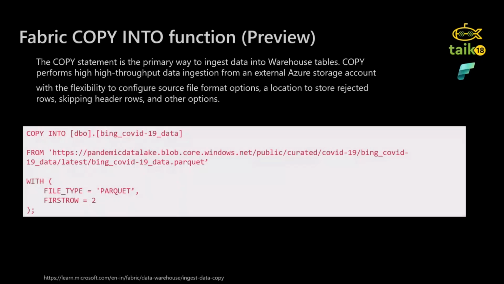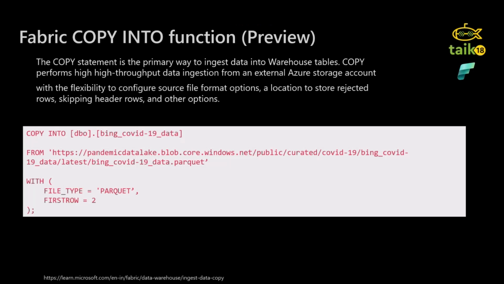Now, when it comes to COPY INTO, because this is the most preferred, recommended approach, the COPY statement is the primary way to ingest data into Fabric data warehouse tables. It performs high throughput data ingestion from external Azure accounts, with the flexibility to configure file options, a location to store rejected rows, skip header rows, and other options.